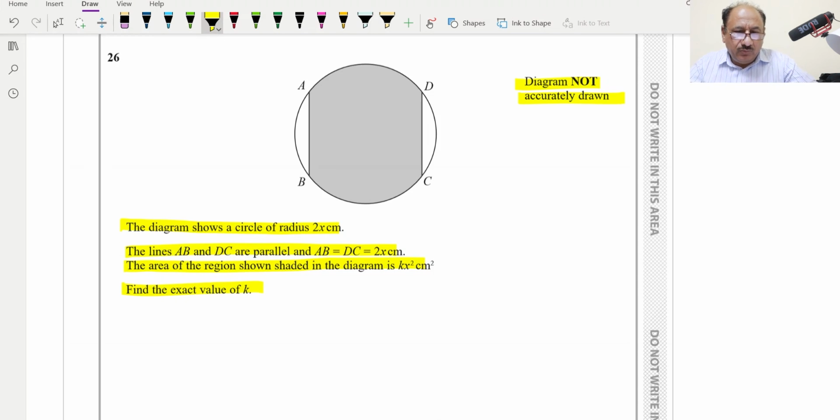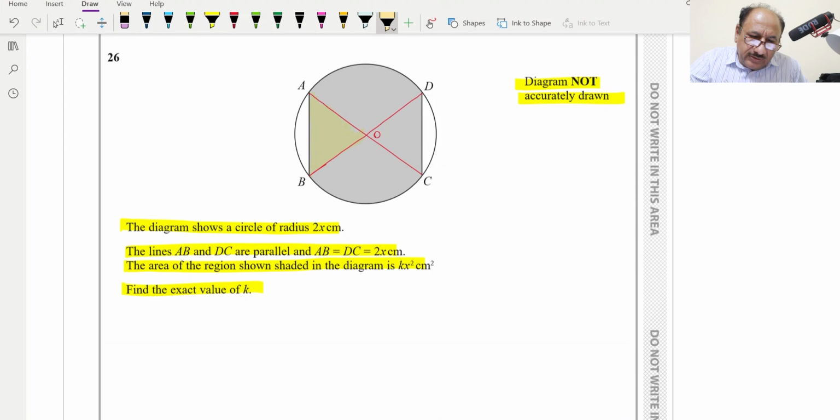So what we can do first is join A and C, and we can join D and B as well. So we will get the center, which is O, and we are getting equilateral triangles. Like these triangles are basically, if I shade it, this triangle is an equilateral triangle.